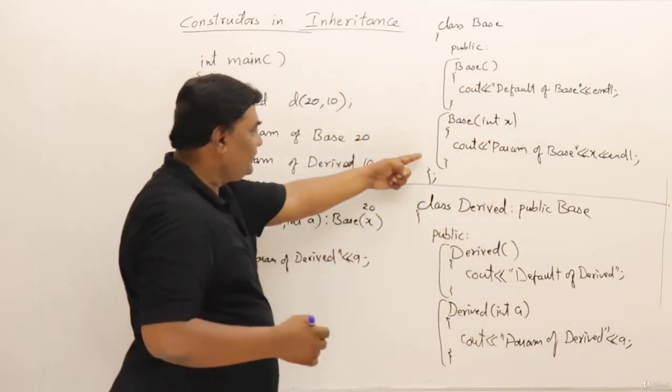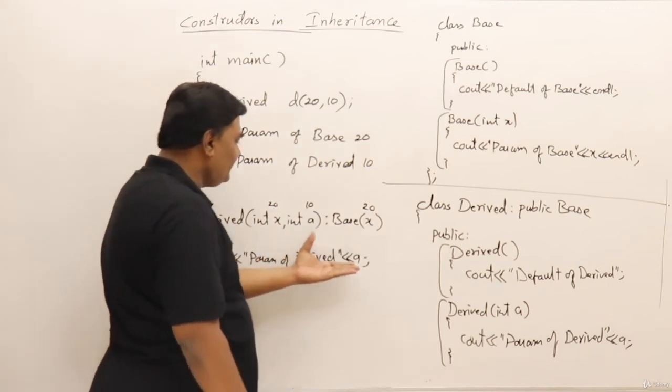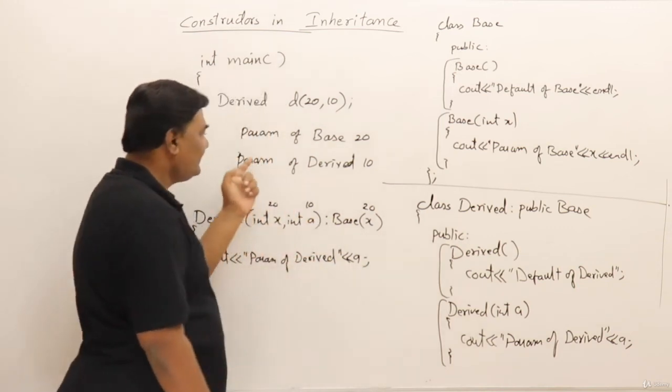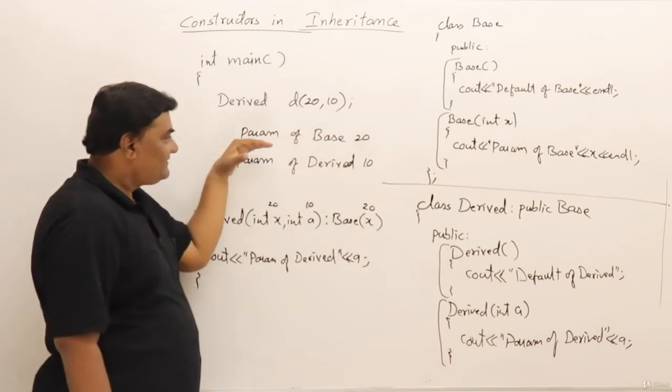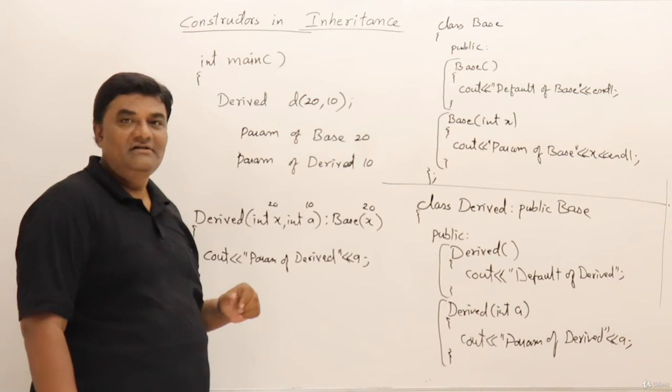Then after it is executed, it will come back to the constructor of the derived class and it will show "param of derived", that is a. A was 10. So the same thing: the parameterized constructor of the base class and then the parameterized constructor of the derived class.